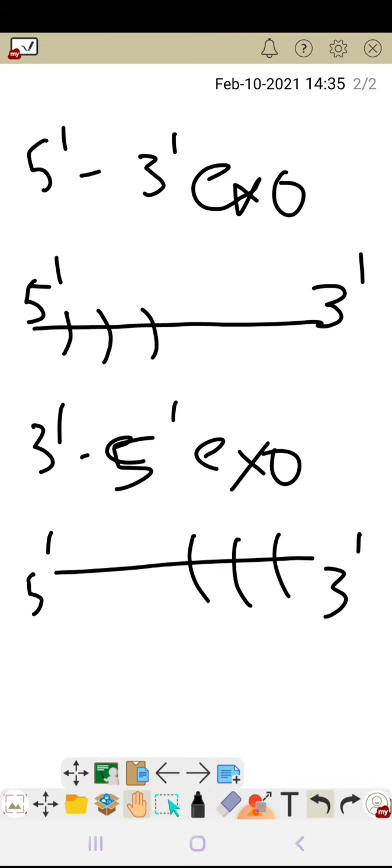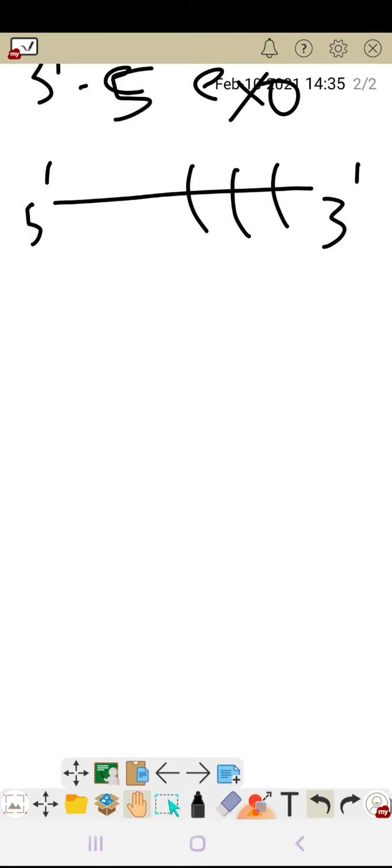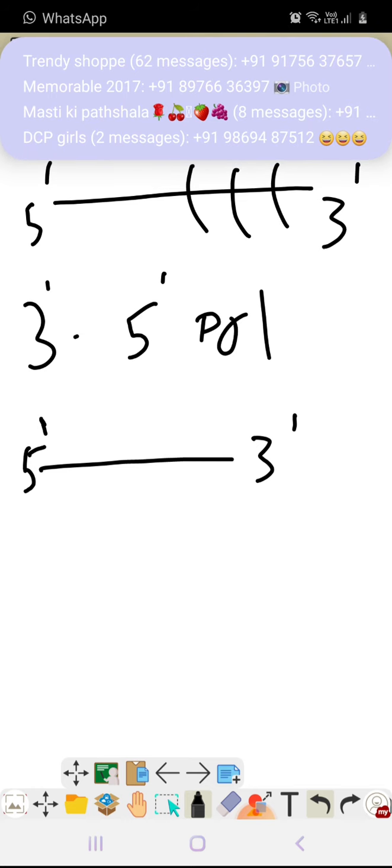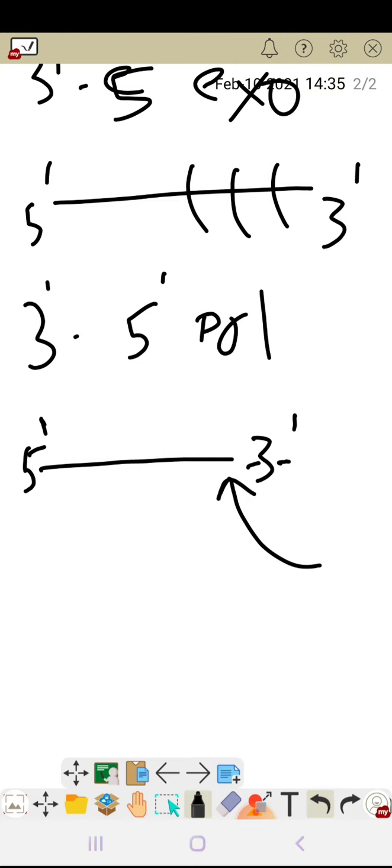And what is polymerase activity? Polymerase activity means addition of nucleotides. Now this is a particular DNA. 5' to 3' polymerase activity means addition of nucleotides in the 3' direction. This enzyme can add nucleotides in the 3' direction.